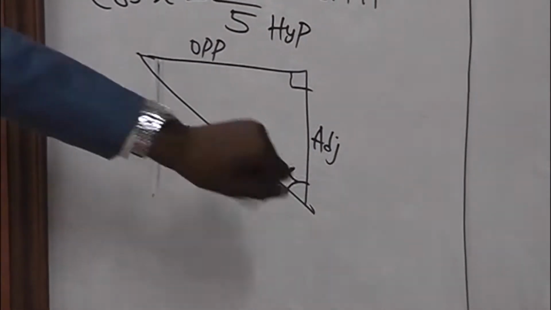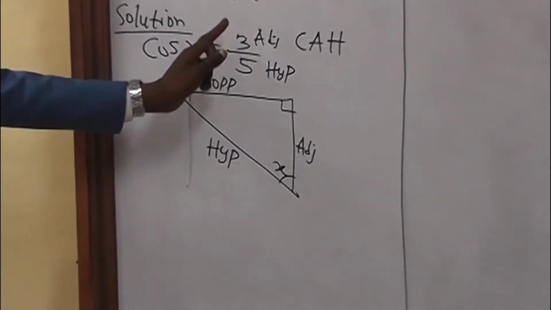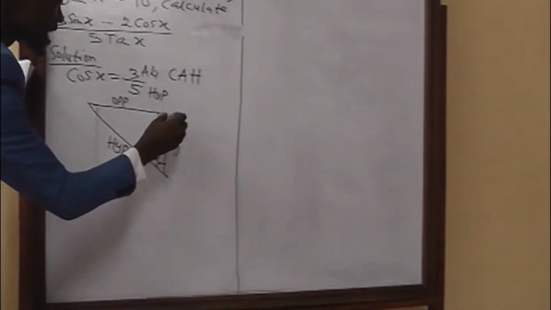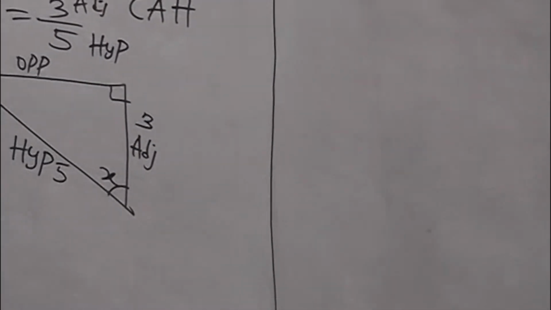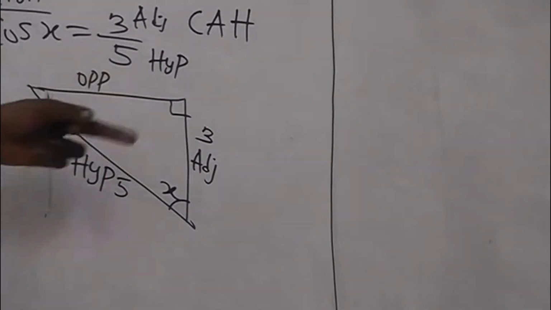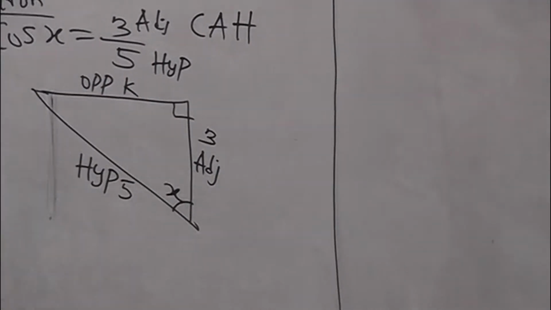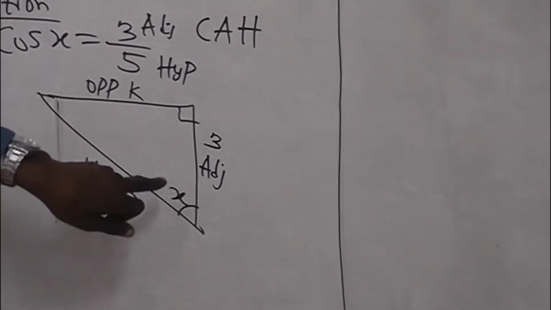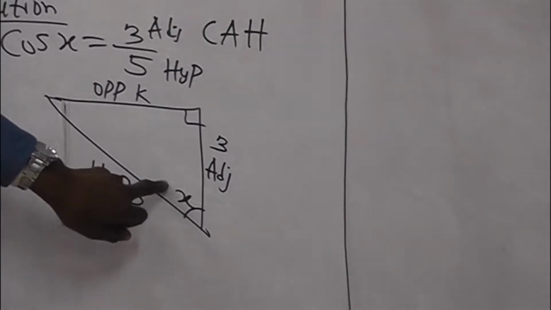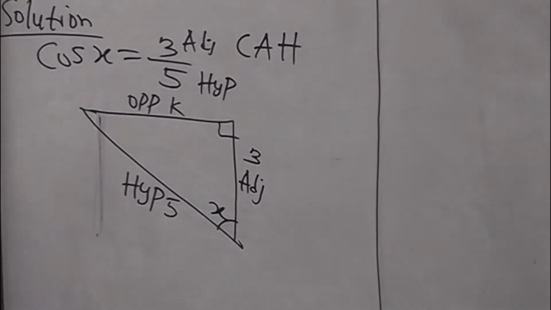Now the next thing to do from there is to slot in the values that we are given for cosine x. Adjacent is 3. Then we have hypotenuse to be 5. So the third side that we don't know, we can represent that one with any alphabet. Let's say k. You can make use of A, but don't use x, because we have used x to represent angle. So use another alphabet apart from x.